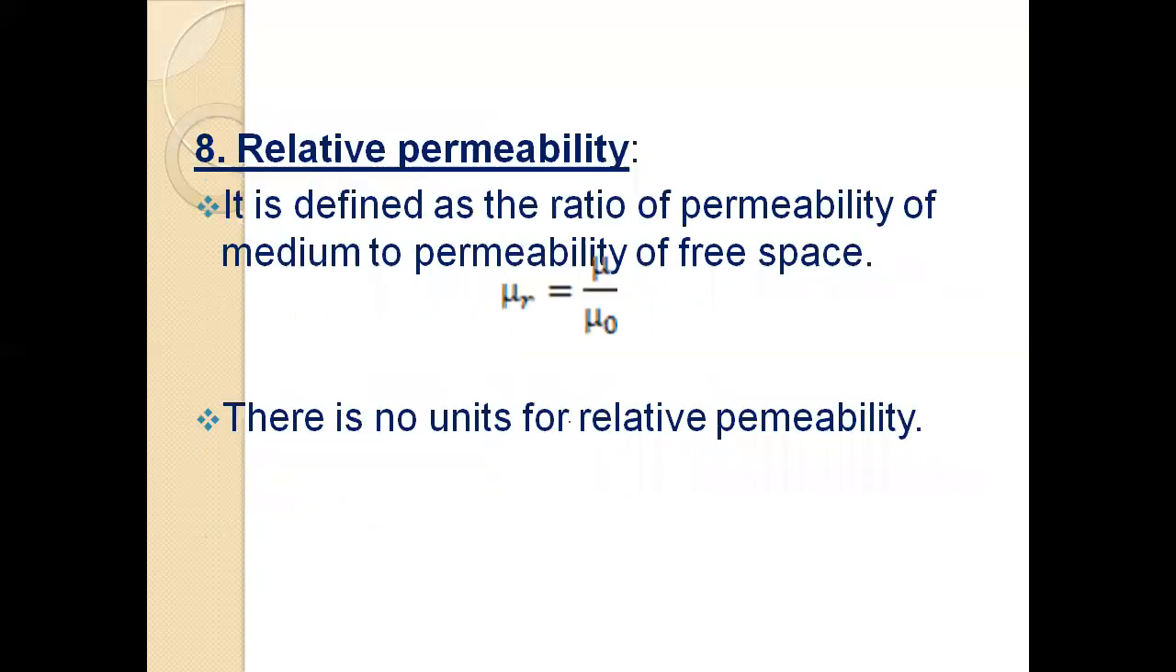Then relative permeability is defined as the ratio of permeability of the medium to the permeability of free space, that is mu r is equal to mu by mu naught. Since the numerator and denominator have the same units, there are no units for relative permeability.